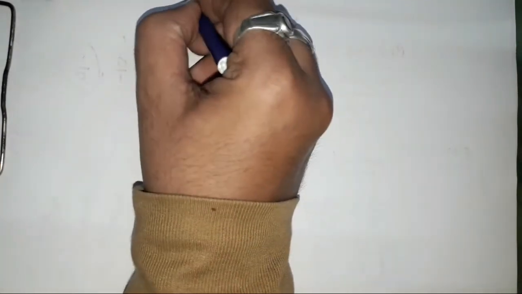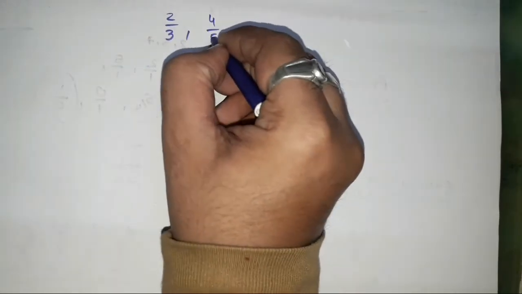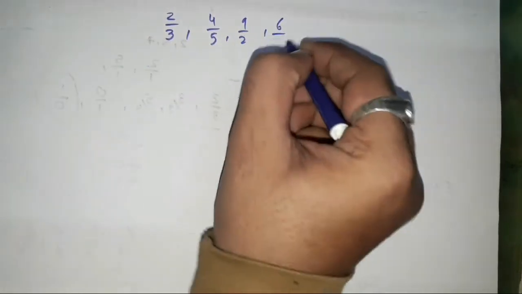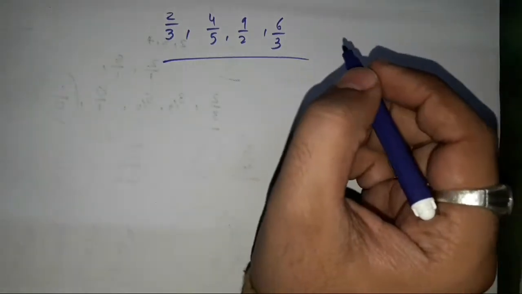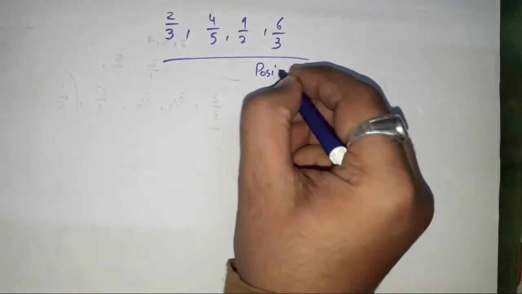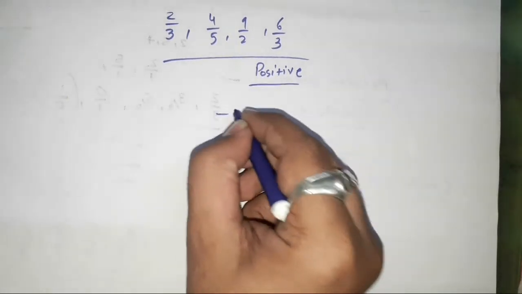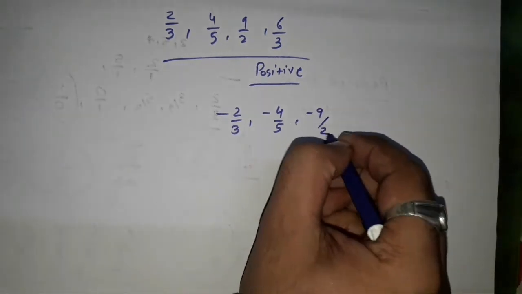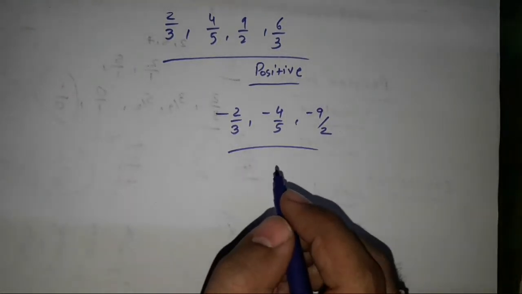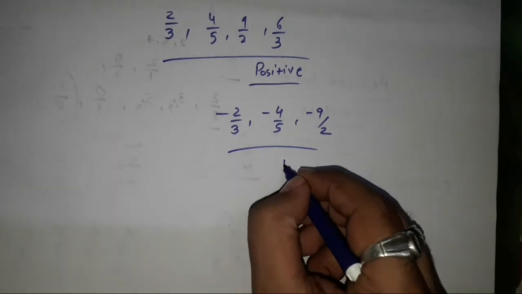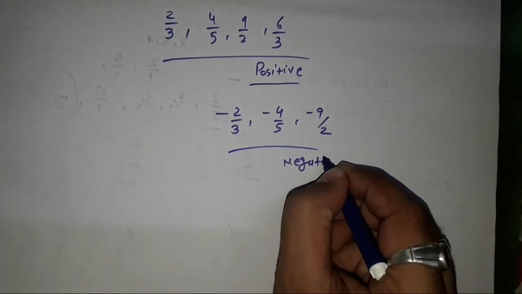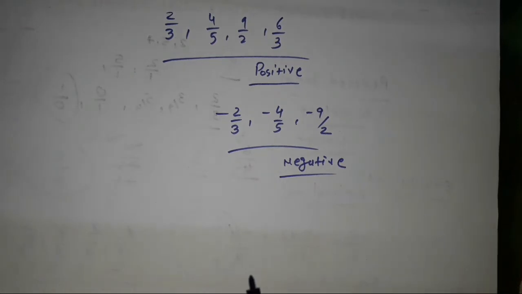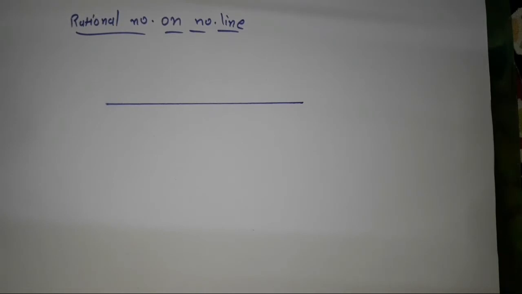So all these numbers like 2 upon 3, 4 upon 5, 9 upon 2, 6 upon 3, all these numbers are positive rational numbers. Similarly, all these numbers minus 2 upon 3, minus 4 upon 5, minus 9 upon 2, all these numbers are negative rational numbers because these numbers have a negative sign. So this is very simple. What are positive and negative rational numbers? Now the next topic is rational numbers on number line.